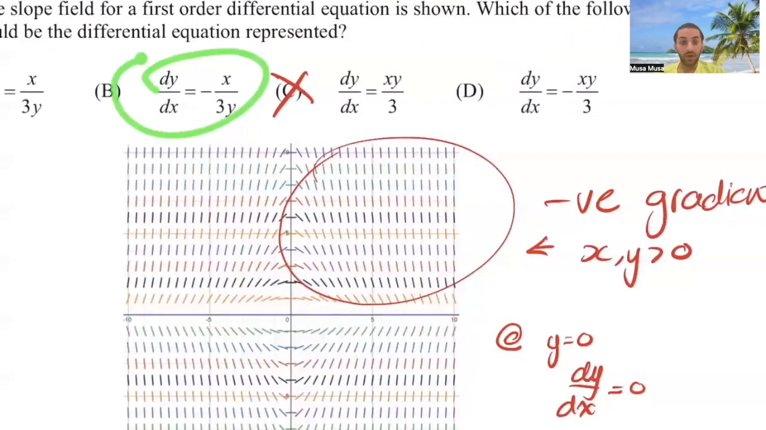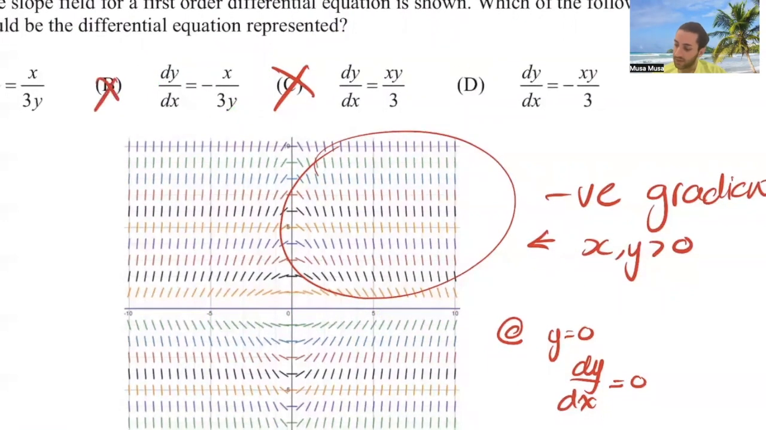If you look at this one, what happens when y equals 0? Doesn't this become undefined? And therefore, shouldn't it be vertical if b was true? Yes, it should be vertical, but it's not. So sack b off, and therefore it must be D.